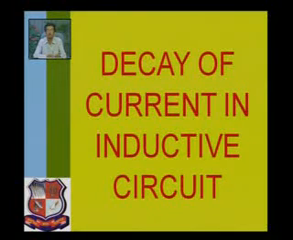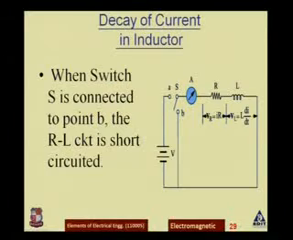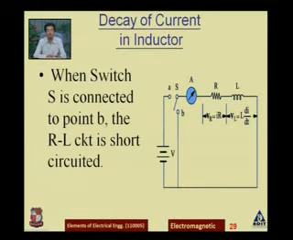Now let us discuss the decay of the current in an inductive circuit. For the decay of current in an inductor, we can use the same circuit. In this circuit we will put the switch in the B position. So what will happen if we put it in the B position? Then it will obviously be short circuited, right? So when the switch is connected to point B, the RL circuit will get short circuited.